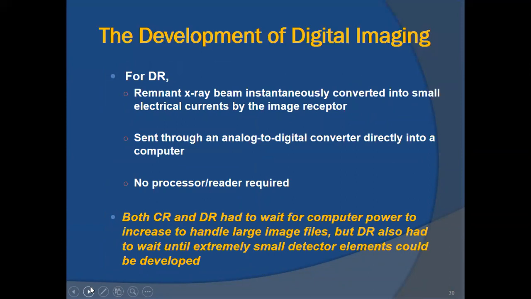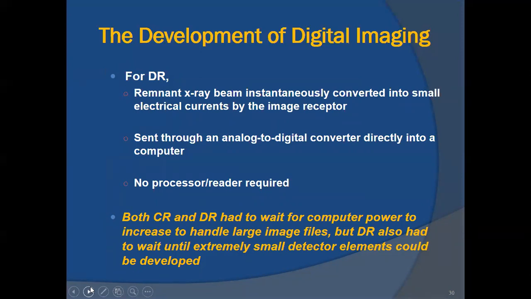So for DR, with the DR or the flat panel systems, as soon as you take the exposure, you will see the image on your monitor. There's no taking a cassette across the room or into the control area or out into a general technologist work area and putting it in a processor. No processor or reader is required. It's done automatically.